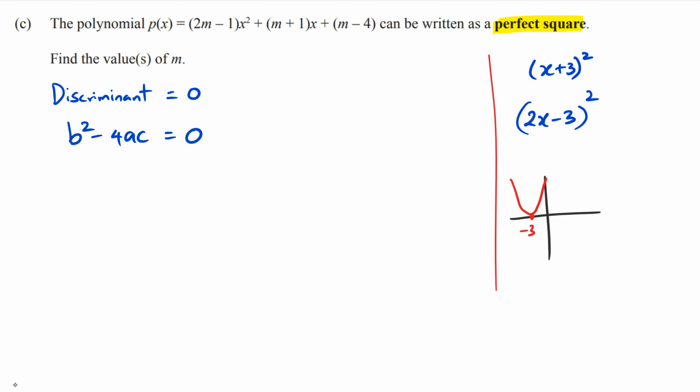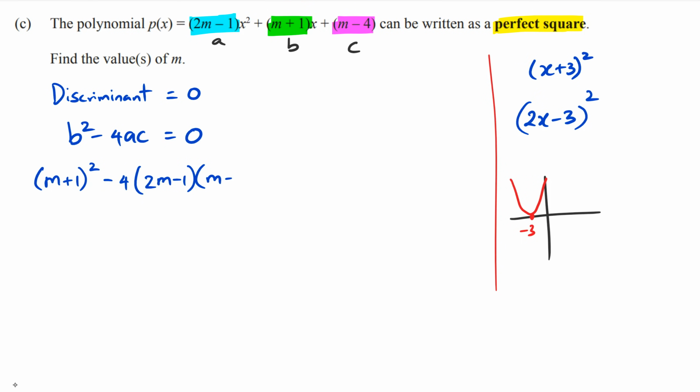Next, we work out what a, b, and c are. We've got a, which is 2m minus 1. We've got b, which is m plus 1. And we've got c, which is m minus 4. So now it's a matter of substituting all of them. b is m plus 1, so that's m plus 1 squared minus 4 times a, which is 2m minus 1, times c, which is m minus 4. And all of this is equal to 0.